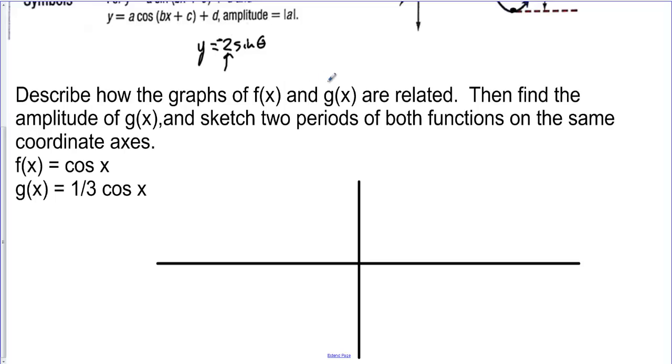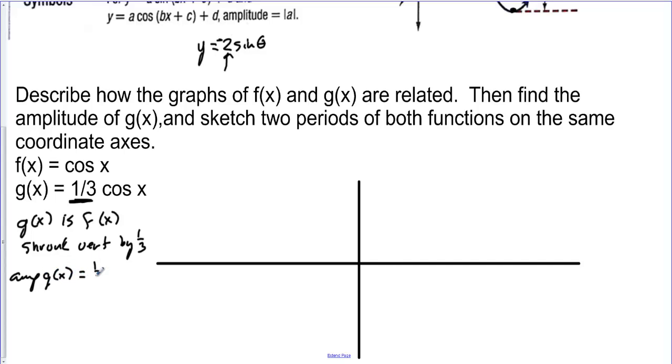Describe how the graphs of f and g are related. Then find the amplitude of g and sketch 2 periods of both functions on the same coordinate axes. So f of x is cosine of x, and g of x is 1/3 cosine of x. Well, that's just multiplying the function by 1/3. That's your transformations. So g of x is f of x shrunk vertically by 1/3. And the amplitude of g of x is 1/3.